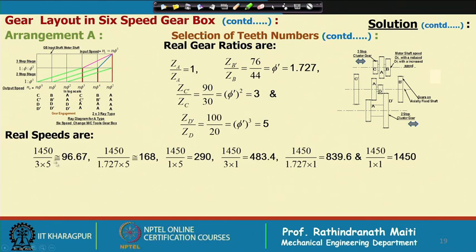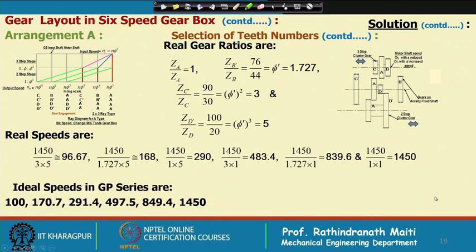Now, with this, the real available speeds are 96.67, 168, 290, 483.4, 839.6 and 1450. These 6 speeds we will get. Remember that motor speed cannot be changed; considering that as ideal and constant, we will divide the speeds everywhere. Not considering n 0 is equal to 100, we will consider this speed, and by the speed ratio we will find out all the available speeds.